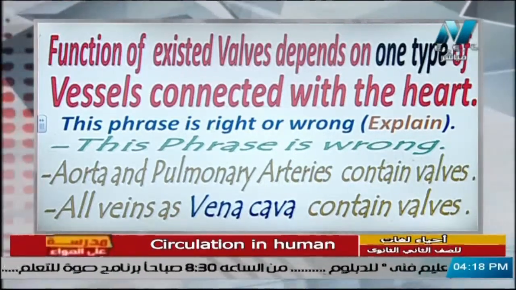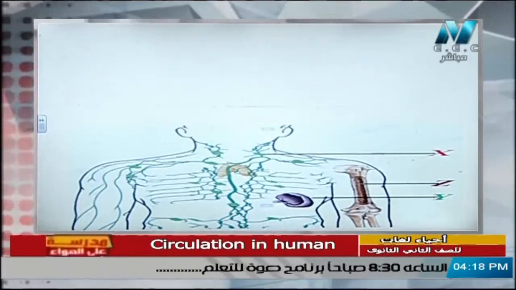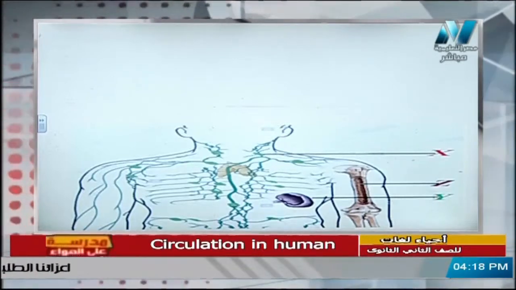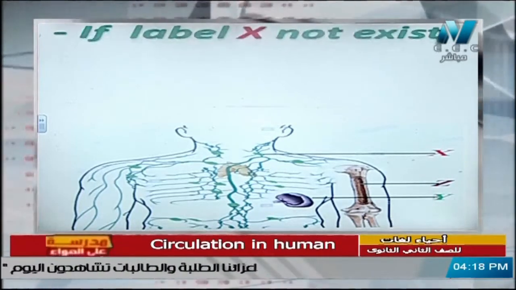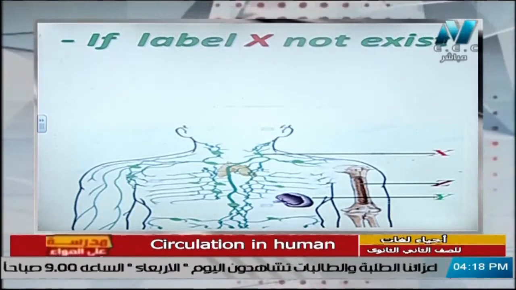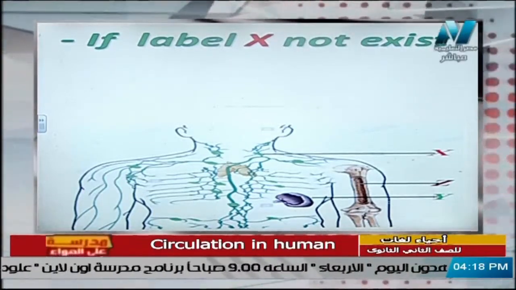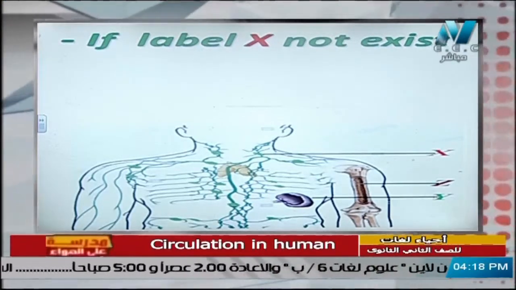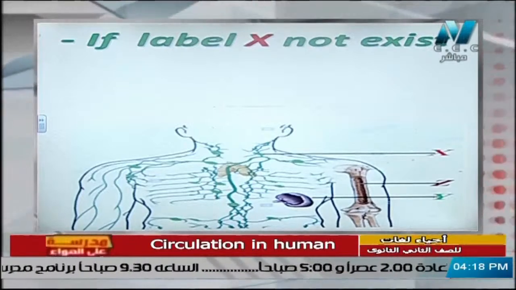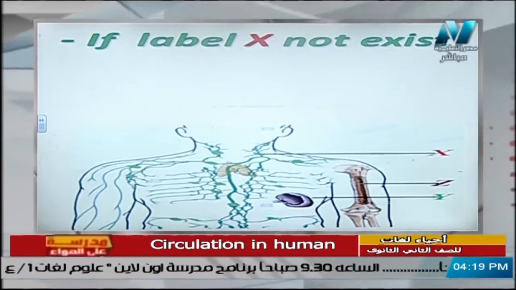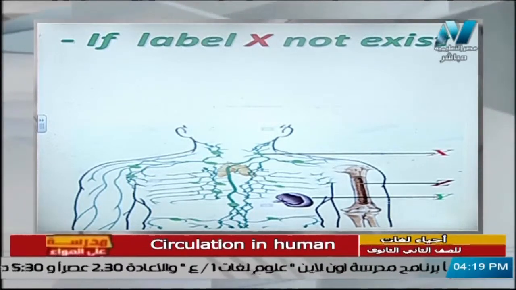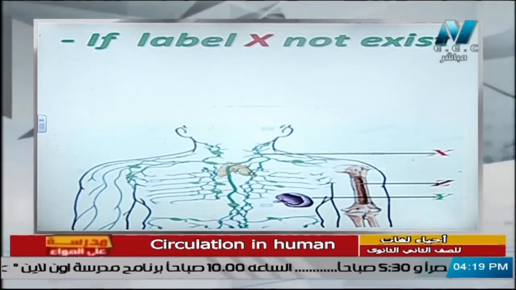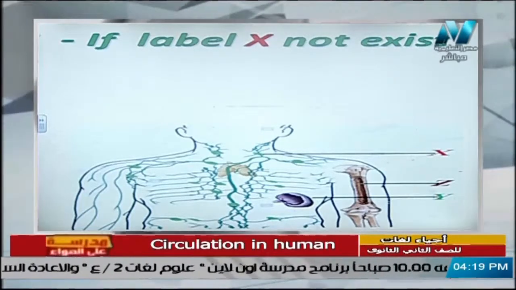طيب next question is, dear students, زي ما احنا شايفين كده في system we have x, z and y. As we see, بيقول لي if label x not exists. طيب label x ده مين؟ طبعا firstly we should know this diagram represents the lymphatic system اللي هم بيسموه الليمفاوي. In the lymphatic system we have x, we have z and we have y. Firstly x هتبقى ايه؟ طبعا x is the lymphatic nodes.